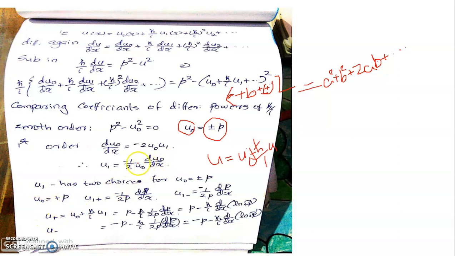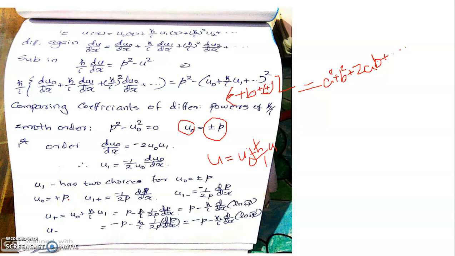Thus, though u0 has two values, u1 can have only one value corresponding to both values of u0, either plus p or minus p. u1 has the value minus 1 by 2p dp by dx, because when u0 is minus p, then minus dp by dx and 1 by 2 into minus p will again make it minus 1 by 2p dp by dx, the same as the value of u1 corresponding to u0 equal to plus p.